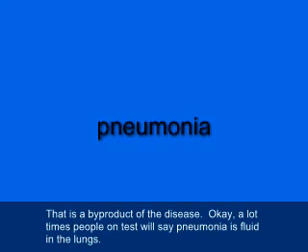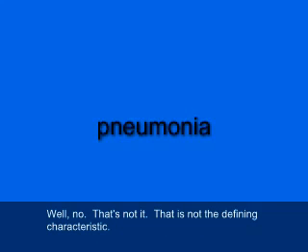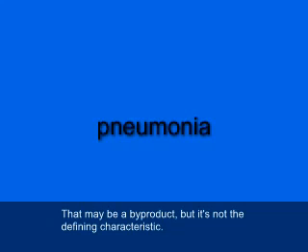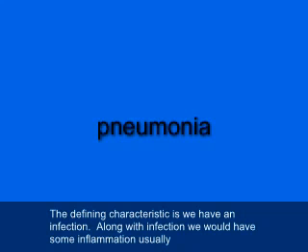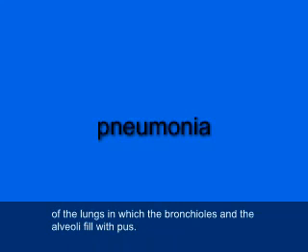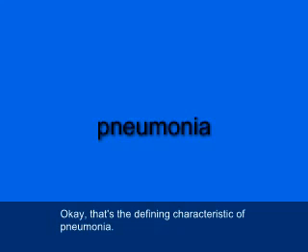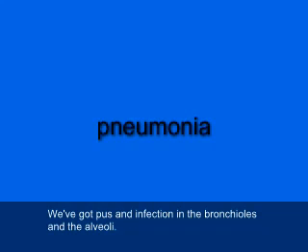Okay? A lot of times people on tests will say pneumonia is fluid in the lungs. Well, no, that's not it. That's not the defining characteristic. That may be a byproduct, but it's not the defining characteristic. The defining characteristic is we have an infection, and along with infection, we would have some inflammation usually of the lungs in which the bronchioles and the alveoli fill with pus. Okay, that's the defining characteristic of pneumonia. We've got pus infection going on in the bronchioles and the alveoli.